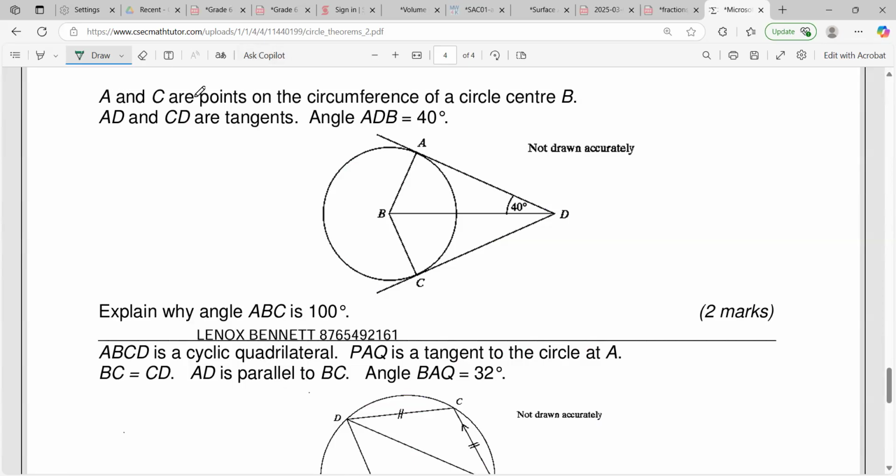A and C are points on the circumference of a circle, center B. AD and CD are tangent. Angle ADB is 40 degrees. Explain why angle ABC is 100 degrees.